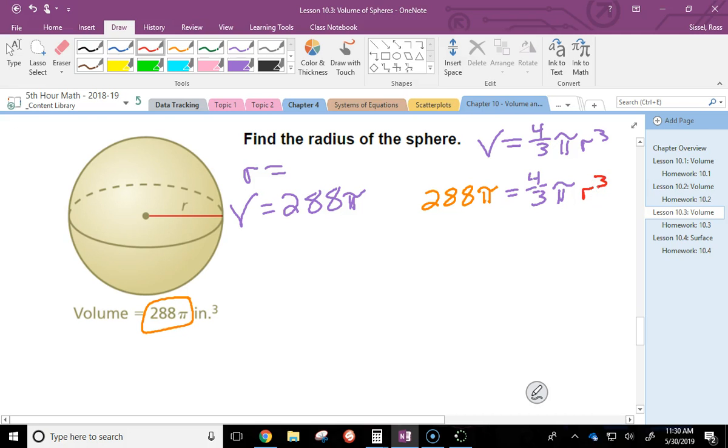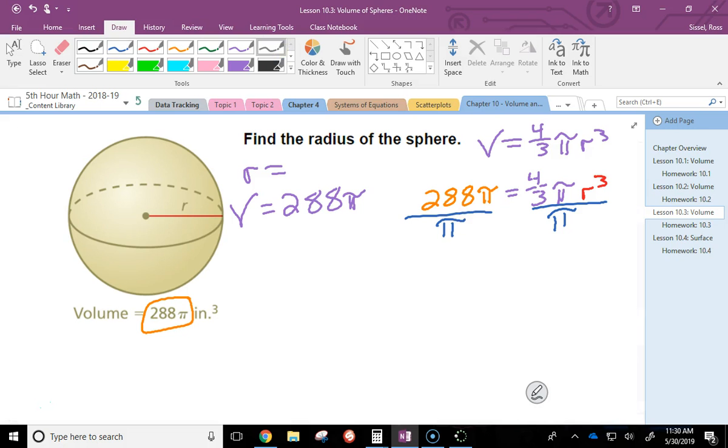What would you feel like you should do first? So I'm going to solve this equation. 288 times pi equals 4/3 pi r cubed. We want to solve for r. What do you feel like you should do first? Ryan? Okay, we want to isolate the r, so how can I do that? What are we going to divide by? Pi. Good. First thing I want to do is divide by pi.